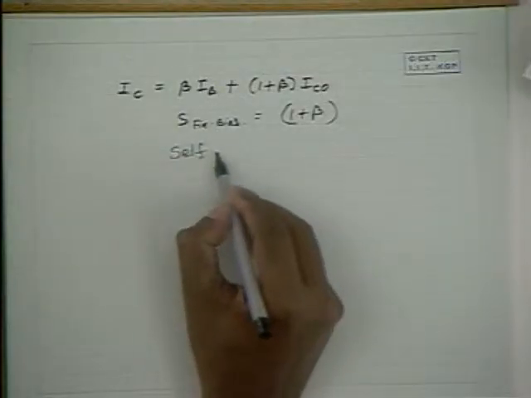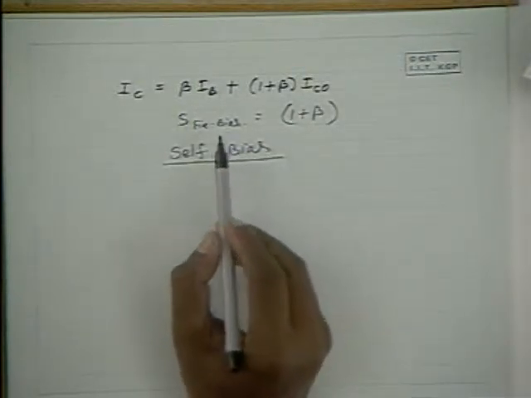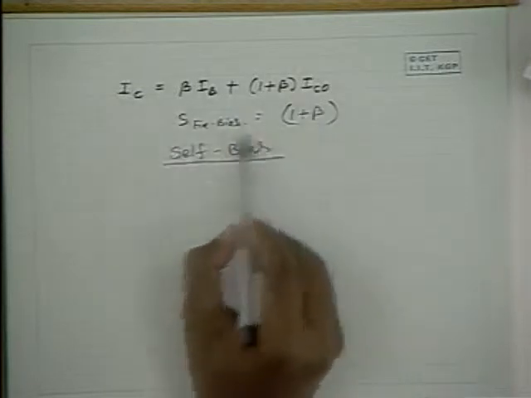And in the case of a self-bias circuit, the circuit doesn't permit the IC to rise according to this equation. And let us see how the stability factor can be analyzed given the self-bias circuit.